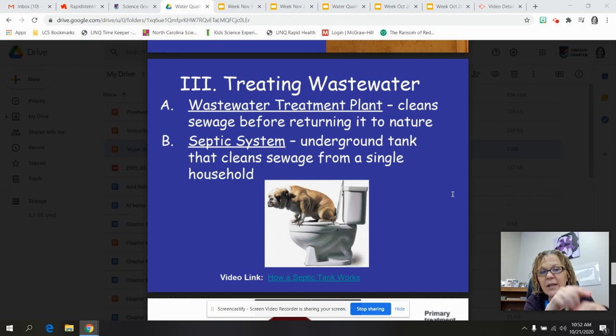Basically, it's pulling out all of the stuff like toilet paper and anything else. One of the videos shows you how a septic tank works, and I think that's the funny one where the guy dresses up in a poop costume. So it's really important to be careful what you flush down your commode, because if it's something that's going to clog your pipes, it's going to clog your pipes.